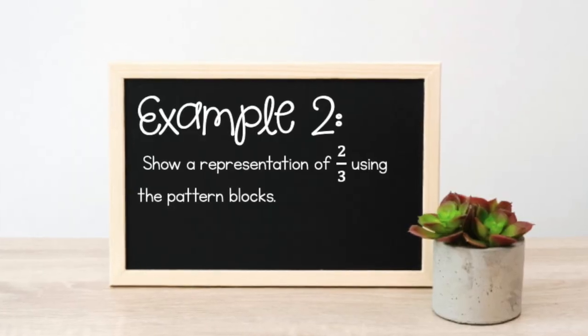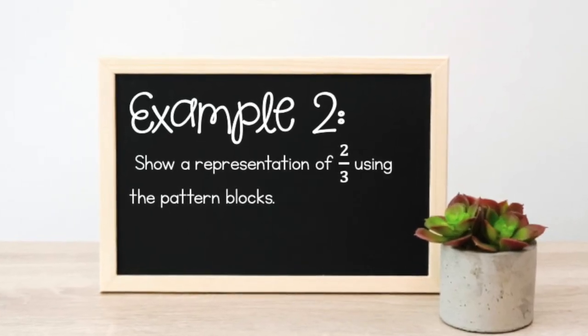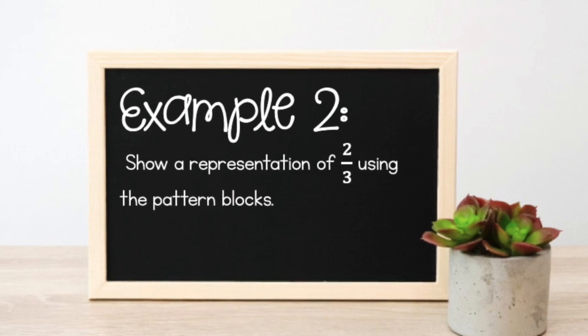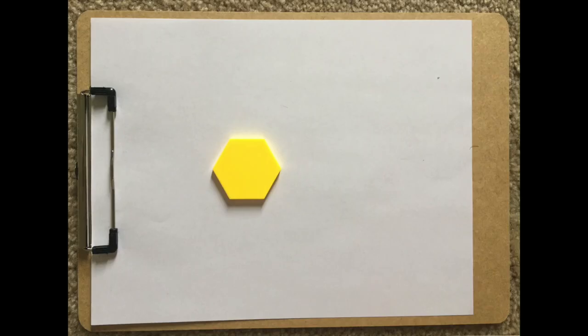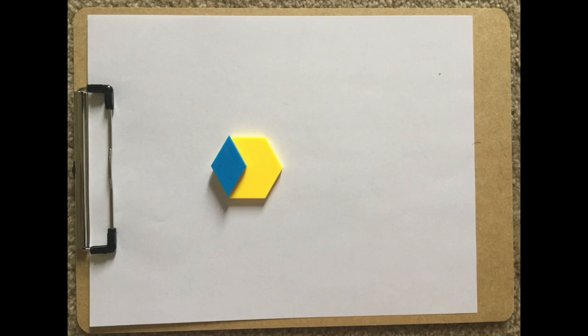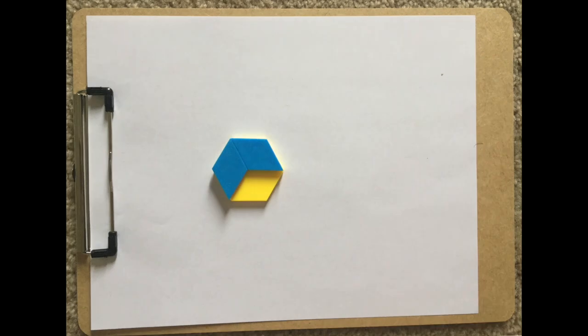Our next example would be a little more open-ended. It would ask students to show a representation of 2/3 using the pattern blocks. For this activity, students might also want to use the hexagon as one whole, but it's okay to let them explore with other shapes as one whole. They will again look for another pattern block that will allow them to partition into 3 equal parts because our denominator is 3. Students should explore to find that the rhombus would allow them to partition in 3 equal sections.